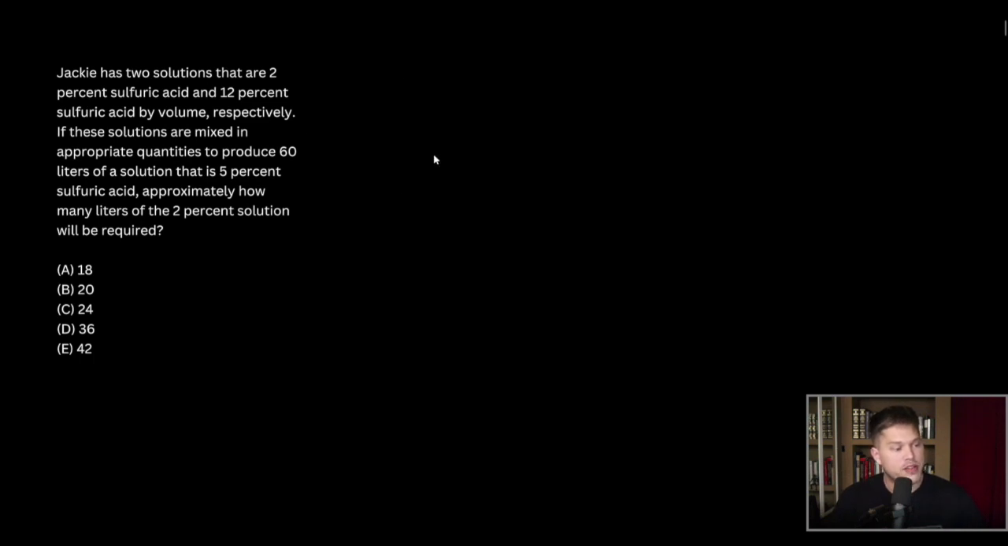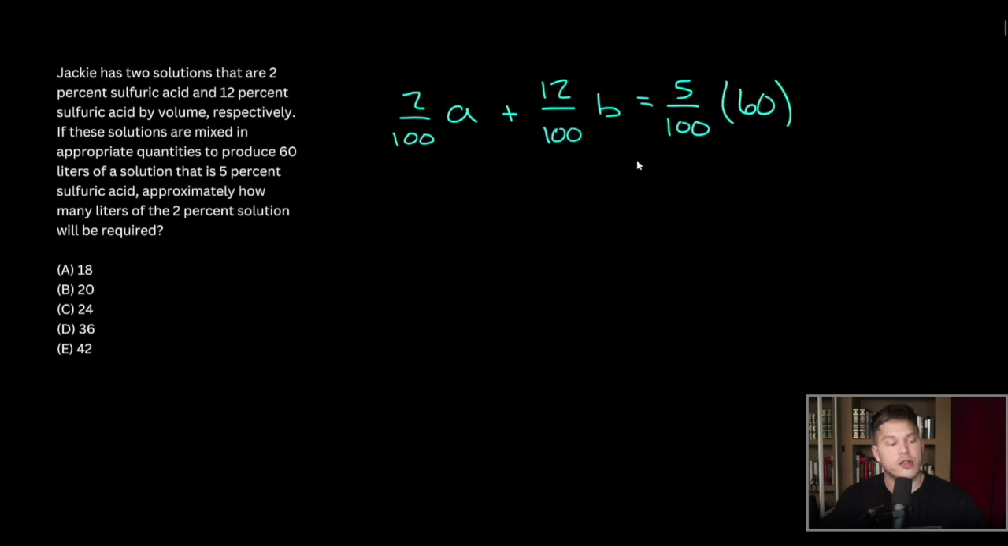Okay, so we have a mixture problem where we know that we have a 2% solution. We don't know how much of it we have. We have A liters. And if we add a 12% solution with some B liters, then we're going to end up with a 5% solution that has 60 liters within it. And of course, we also know that A plus B is equal to 60. Okay? So how do we solve this problem?